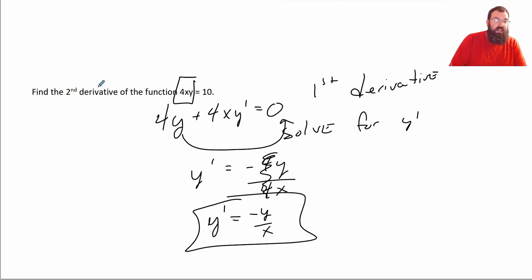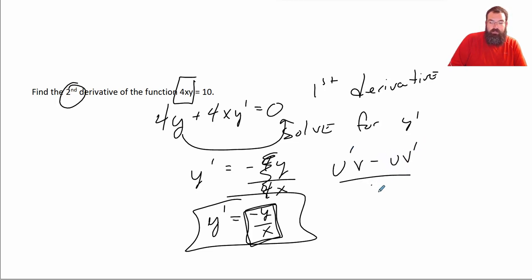Now, because it's the second derivative, I have to find the next derivative using what I have for the first derivative, which is negative y over x. So that's quotient rule now. So remember, it's u prime v minus u v prime over v squared. And u is negative y, u prime is negative y prime, because of the with respect to x derivatives. V is x and v prime is 1.